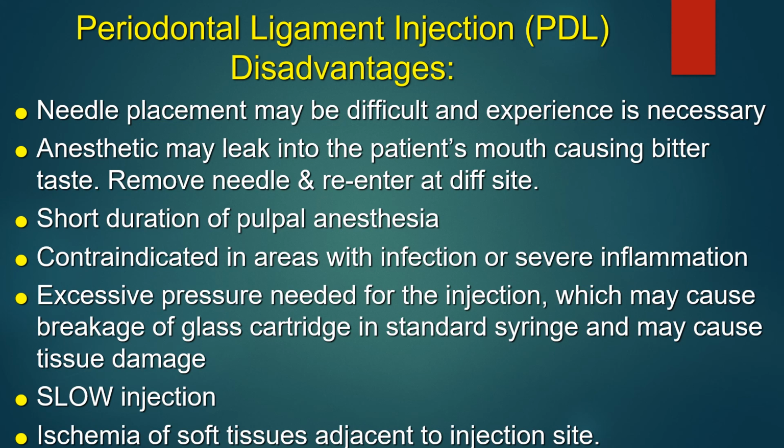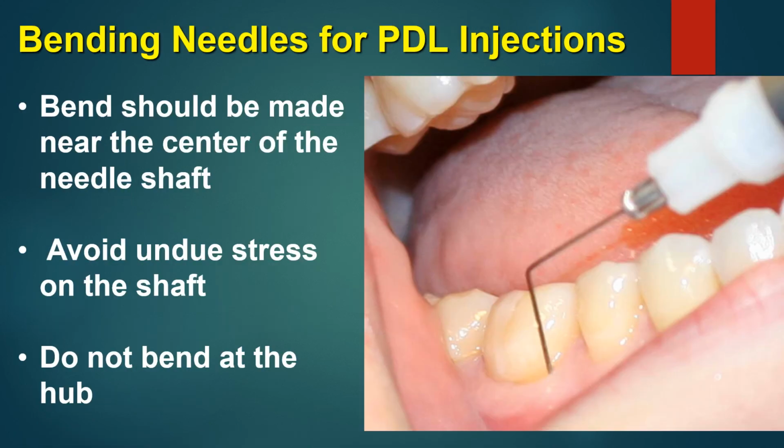You need to give a slow injection. You are going to be met with some resistance, so it will have to be slow, and that is time consuming. You will experience some ischemia, or blanching, whiteness of the soft tissues adjacent to the injection site. That's pretty normal and will go away. If you're going to bend the needle, and you don't have to, but if you're going to on this particular injection, you would want to bend it at the center of the needle shaft and not at the hub.